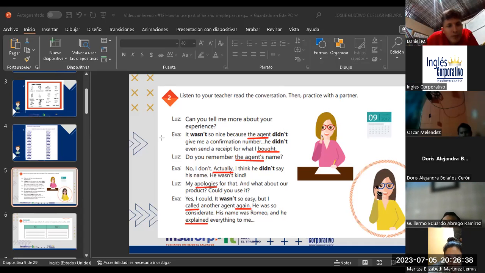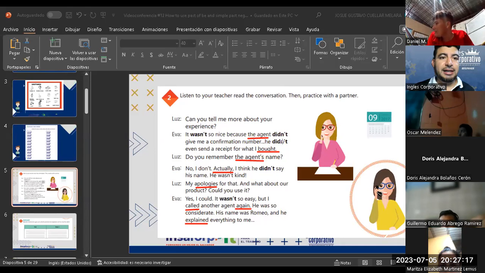I would like you to have some screenshots. A ver si me pueden colaborar con la screenshot here. Quizás Maritza o no sé si hay alguien más que me puede colaborar. Okay, we're going to practice. Recuerden que el negativo se dice didn't. Okay, lo voy a enviar. I'm going to assign you. Lo voy a asignar a las salas. Thank you, Maritza. Thank you so much.